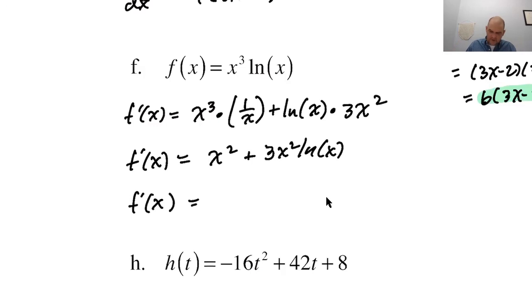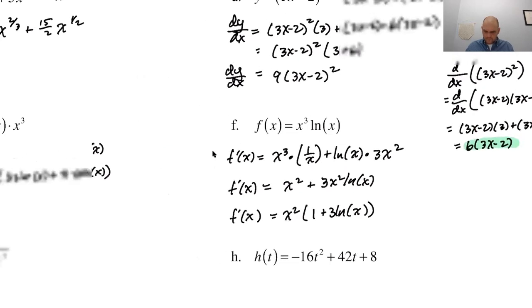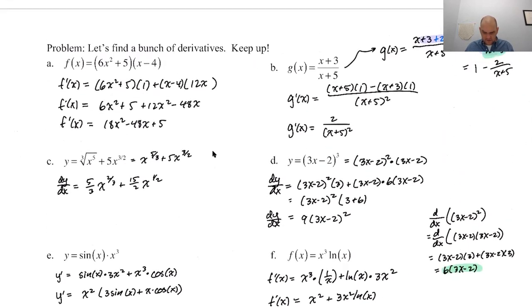So one of the things you want to do is when you have derivatives, you want to actually be finding the zeros of them. So trying to factor your answer makes a lot of sense. Let's say 1 plus 3 natural log of x. All right, so these are my answers so far.